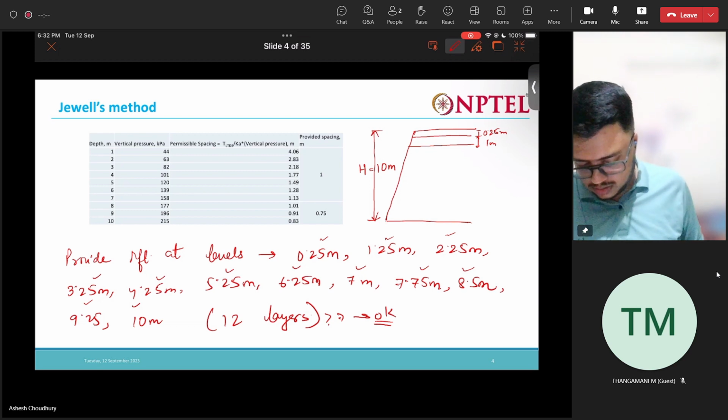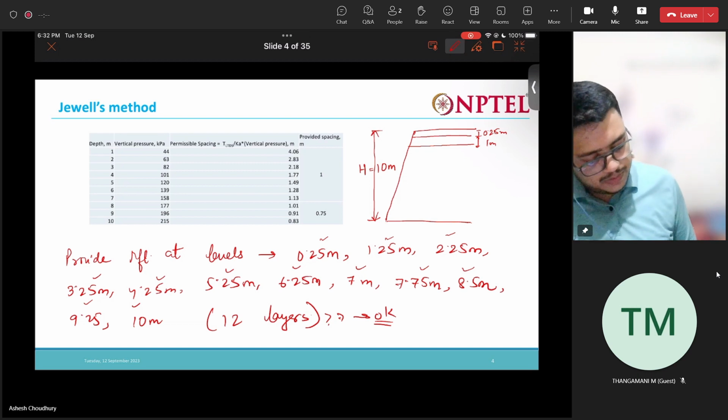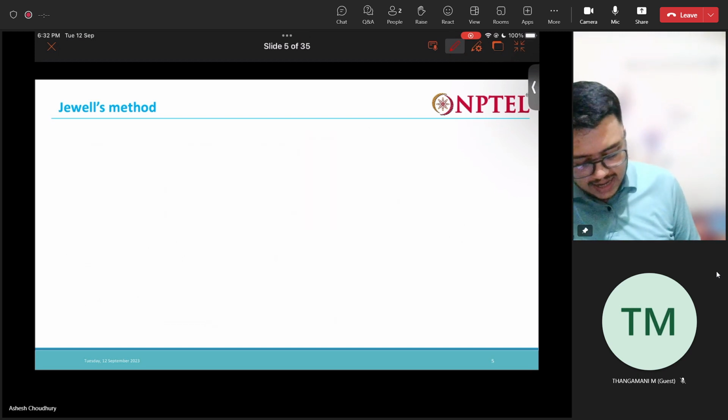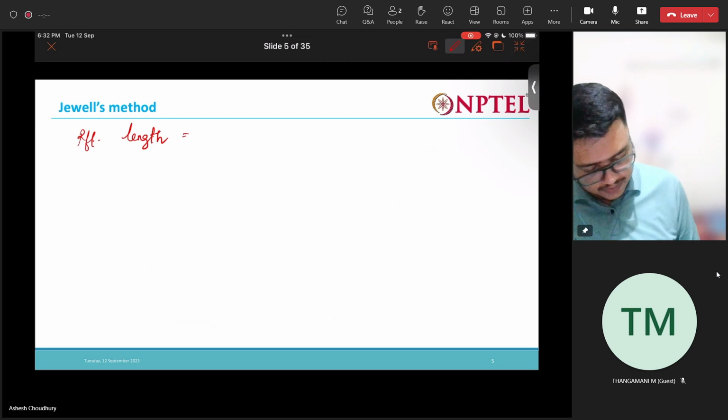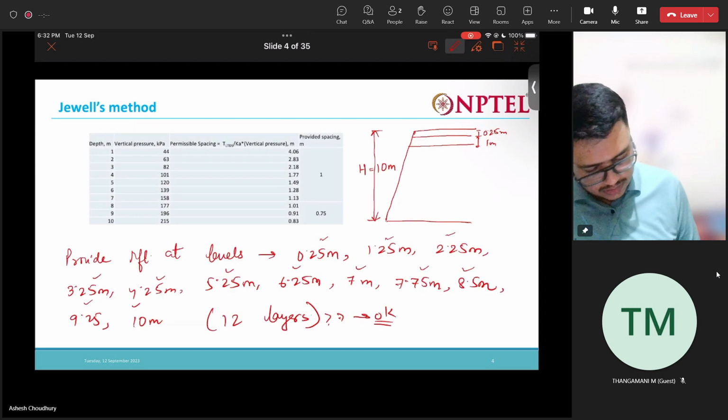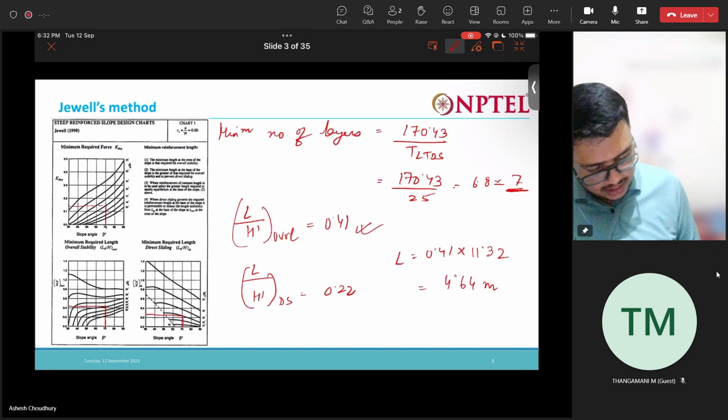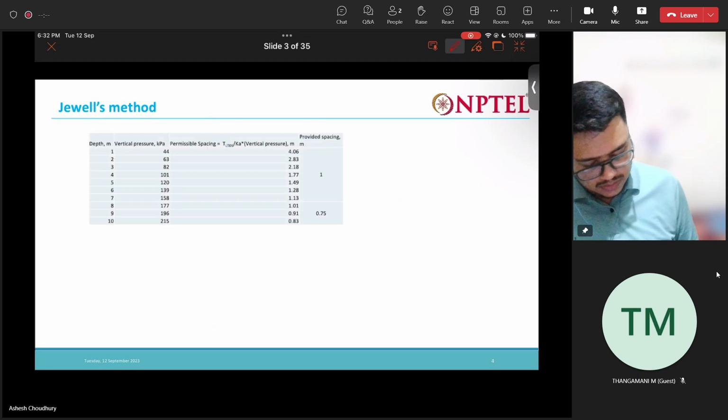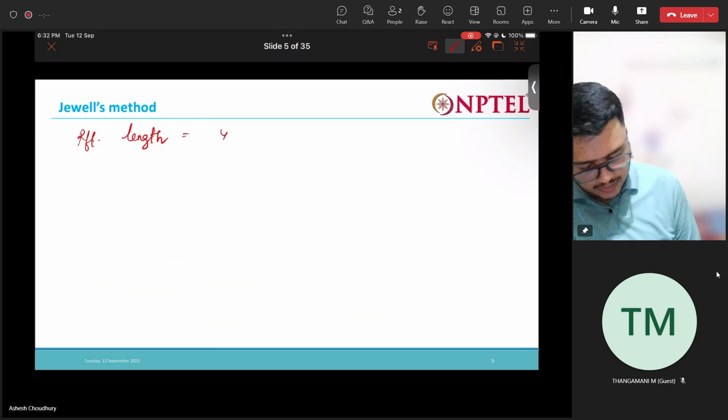Now we have determined the reinforcement levels, and the reinforcement length is 4.64. All right, now let us check for base sliding.